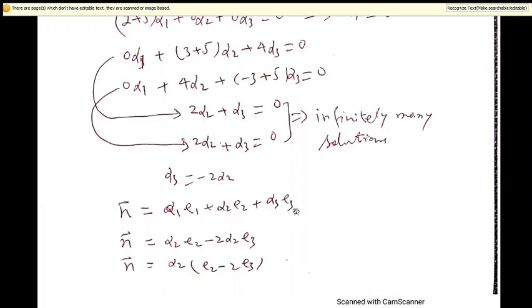Now this is the general form. Put alpha 1 equals 0, alpha 2, alpha 3, take alpha 2 as common, and in the parenthesis we have e2 minus 2e3.